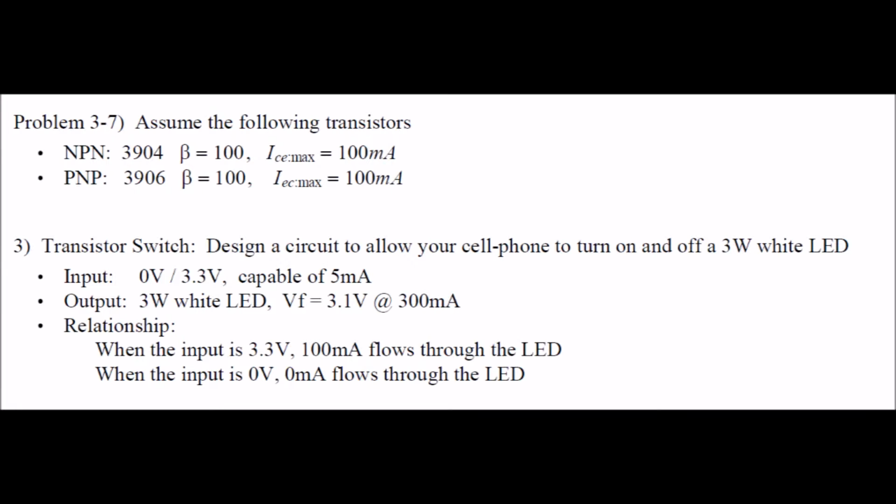The circuit must be capable of either 0 or 3.3 volts input capable of 5 milliamps. When the input is 0, no amps will flow through the LED, and when the input is 3.3 volts, the LED has 100 milliamps flowing through it. This is basically saying that when the input is 0 volts, meaning the phone is unplugged, the light is off, while when it is at 3.3 volts, meaning the phone is plugged in, the light is on.